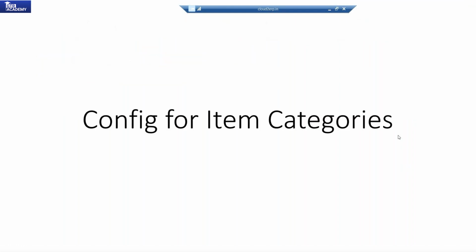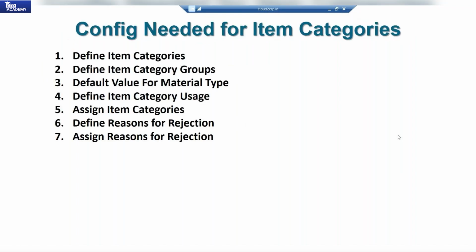But first of all, we'll do the configuration for item categories, and these are basically the configurations that you need for item categories. So you need to define item categories. We'll define the item category groups. We'll define the default value for material types. I'll tell you what material types are. Then we'll define item category usages, assign item categories, and define and assign reason for rejection. That's something we're going to do today.